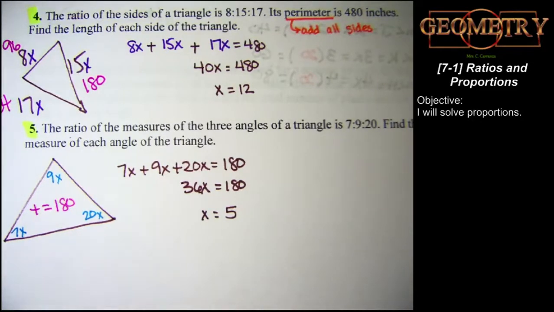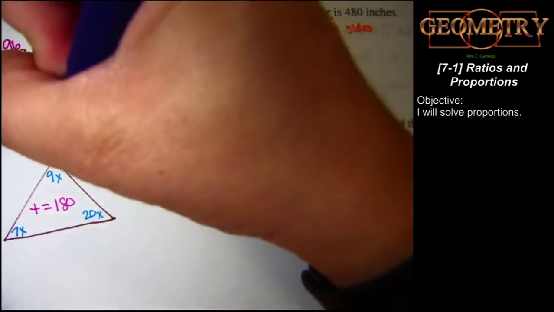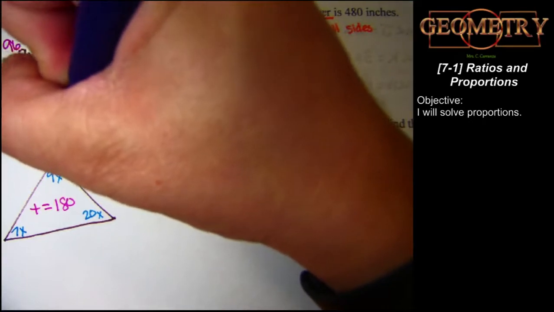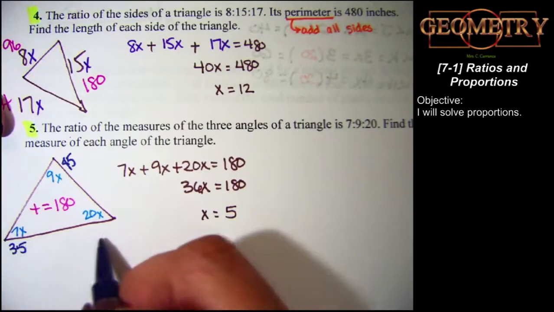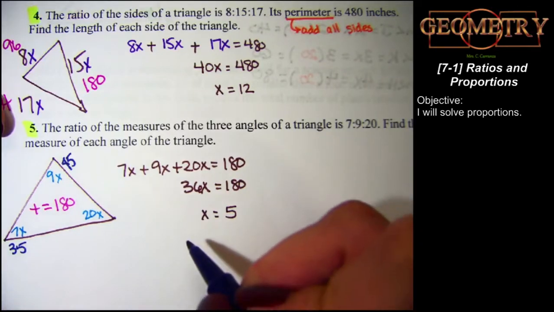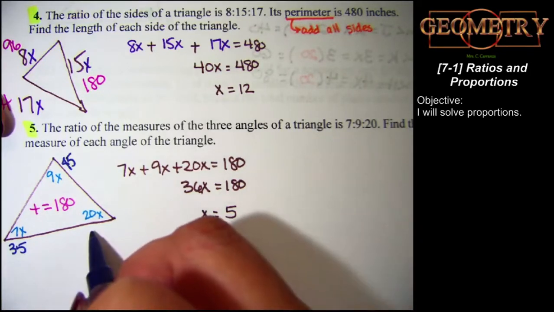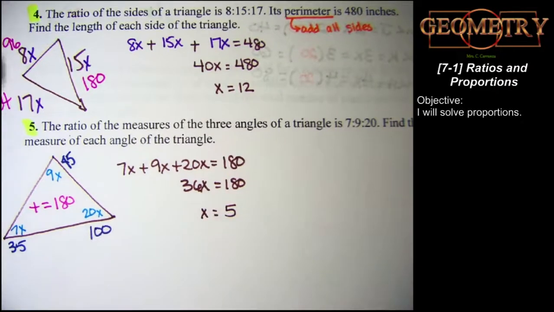All right. 9 times 5 is? 9 times 7 is? And 9 times 9. 5 times 20 is? Easy peasy, lemon squeezy. We happy with this one?